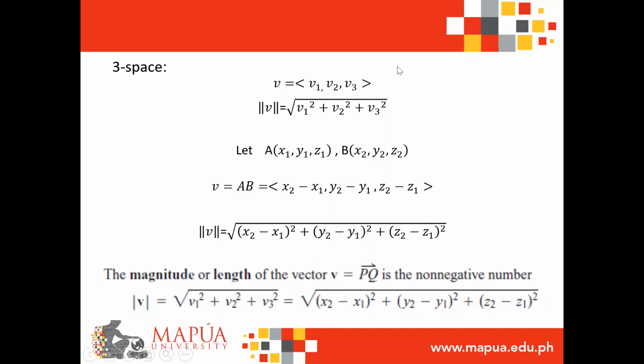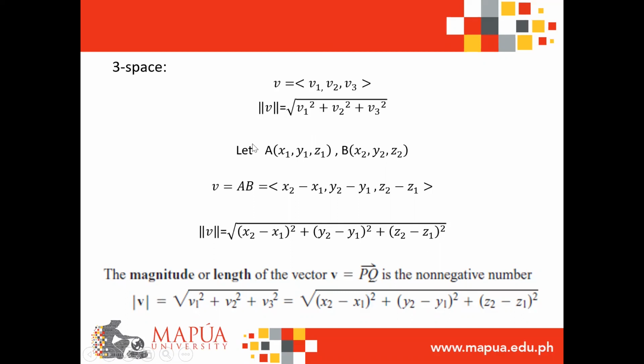For our vector in 3-space, we have the vector v, whose initial point is at the origin, with corresponding components ⟨v1, v2, v3⟩ in angle brackets. Its magnitude can be obtained by the square root of v sub 1 squared plus v sub 2 squared plus v sub 3 squared.